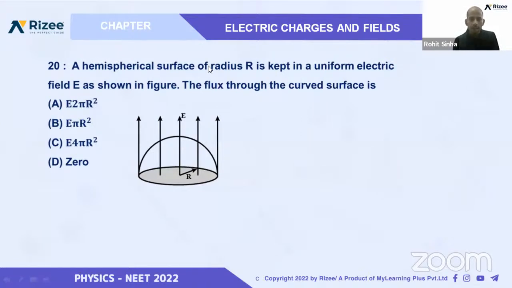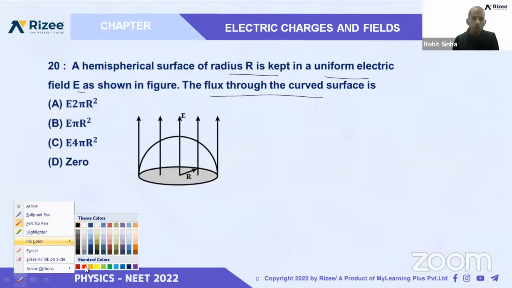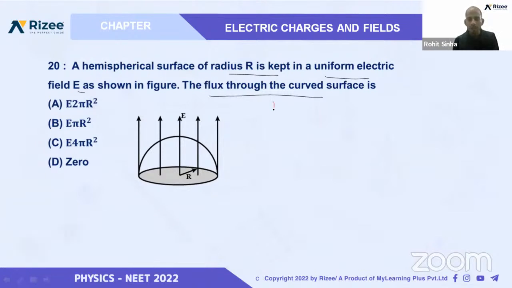It is telling that a hemispherical surface having radius R is placed in a uniform electric field E. What will be the flux through the curved surface here? So I will give you one trick here, and you will apply this trick, and it will be very much useful to you. For this question, I will give you one trick.